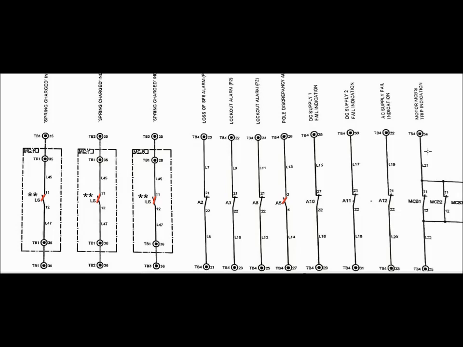These are the main indication circuits. Apart from this indication circuit, remote end CB ON OFF indication is taken in the control and relay panel.